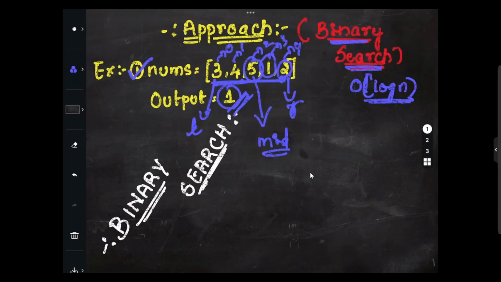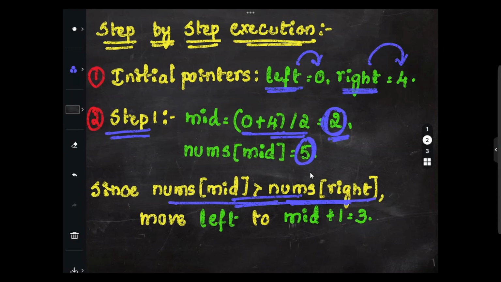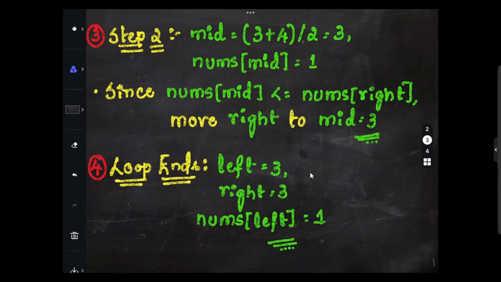Nums of left is 3, the first element. Nums of mid is 5, the element we found. Nums of right is the last element, 2. Since nums of mid is greater than nums of right, 5 is greater than 2, we will move the left to mid plus 1.